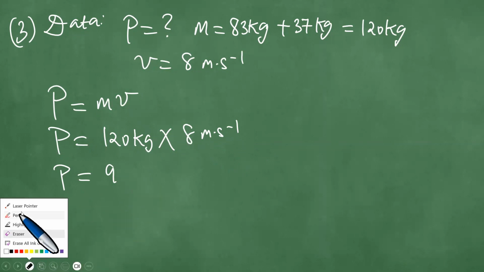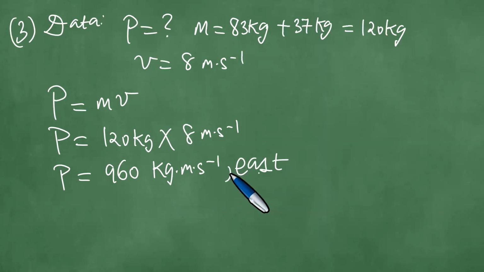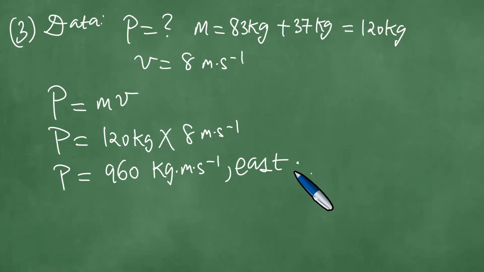So this is exactly 960 kilograms meters per second. Okay, momentum being a vector, what is the direction? The direction is surely in the easterly direction. And we have just done that, and that is certainly the solution there. Okay, right. We have found the momentum of the bicycle and also of the cyclist on the bike.